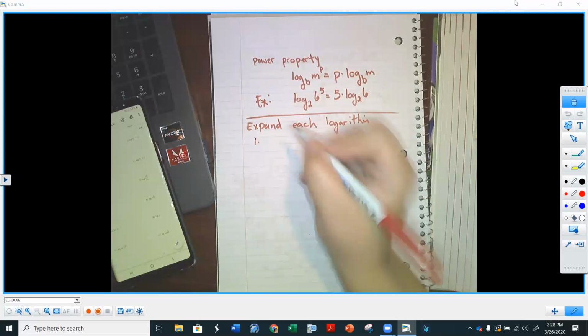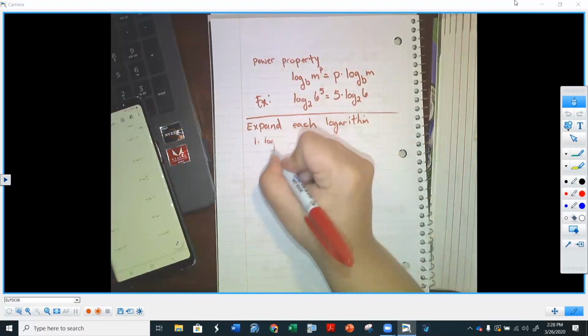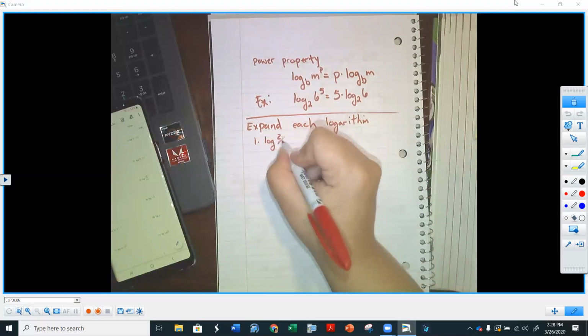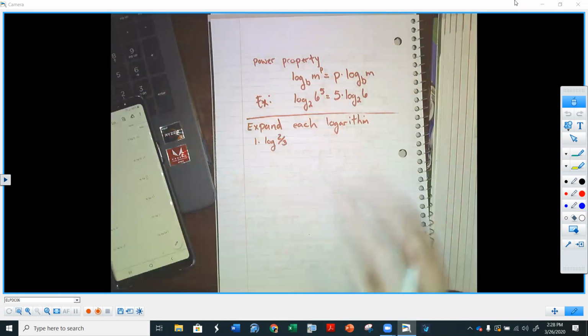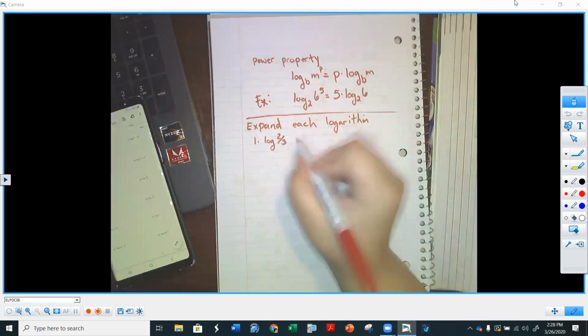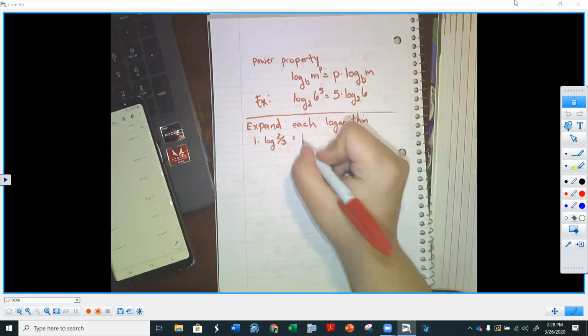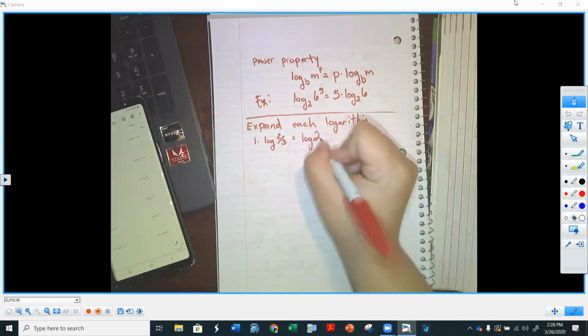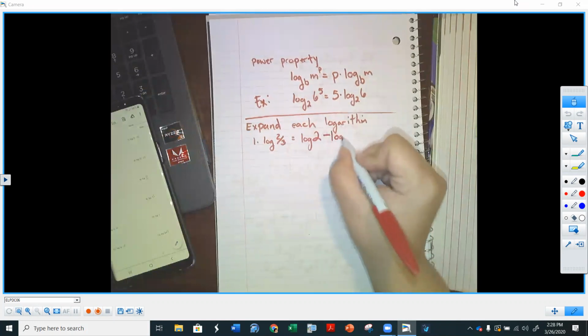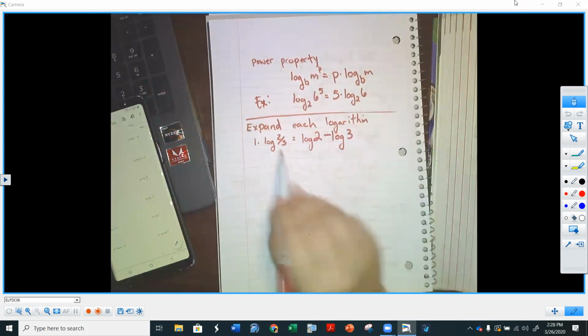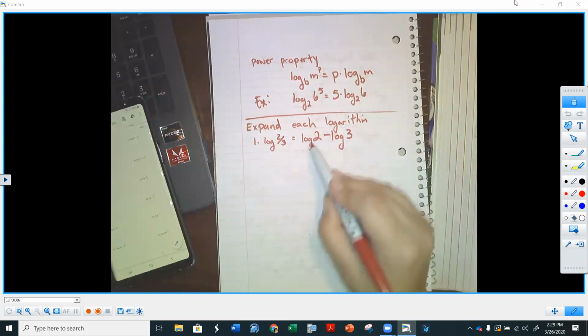Okay, so my first question is log of 2/3. If I ask you to expand that, that is just going to look like log 2, because there was a division, it's going to be minus log 3. And because I didn't have a base down here, we understand that base to be 10.